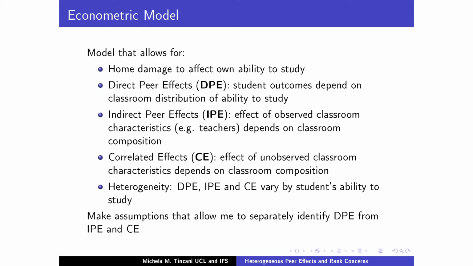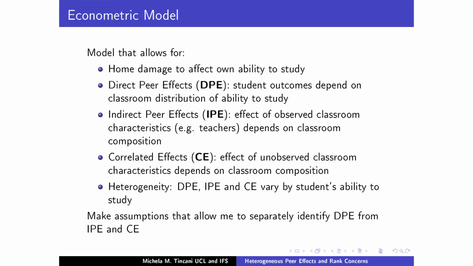And then it will be an empirical question whether that's the case or not, but at least it has to allow it. There have to be direct peer effects, which is what I'm after. By direct peer effect, I mean it's a peer effect generated by peer-to-peer contacts or interactions. So that means that student outcomes have to depend on classroom distribution of ability to study. So that's my definition of a direct peer effect. But I want the model to be as general as possible. So I want to have the elements that normally you want to get rid of when you want to really estimate just the direct peer effect. So I will allow the model to have also indirect peer effects.